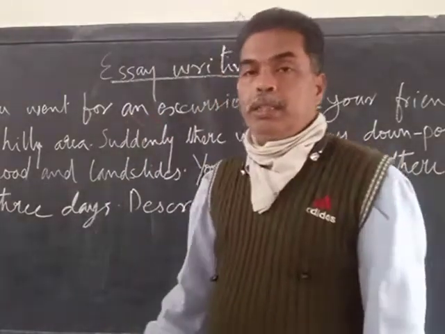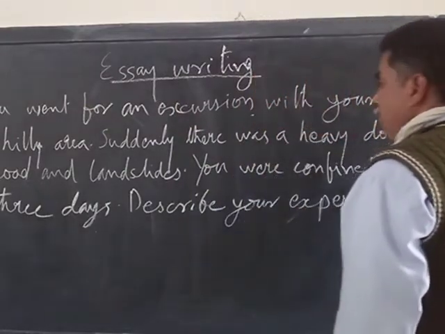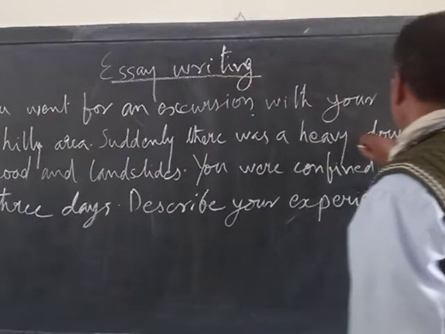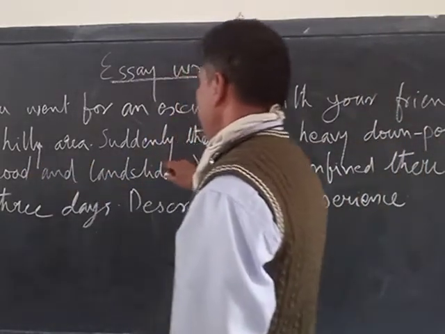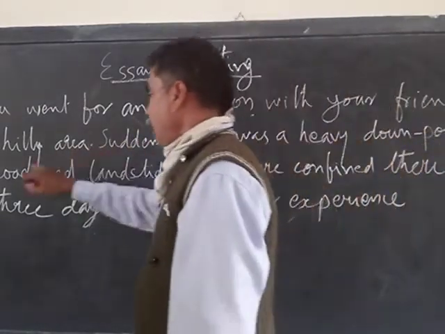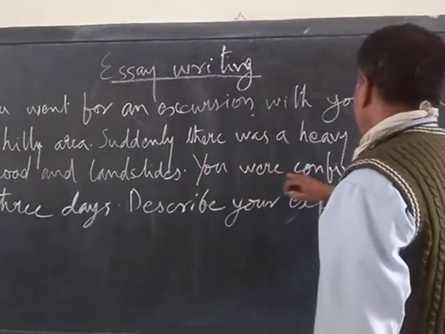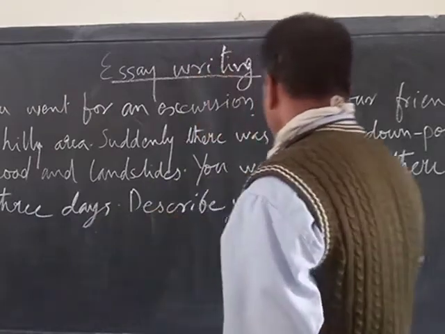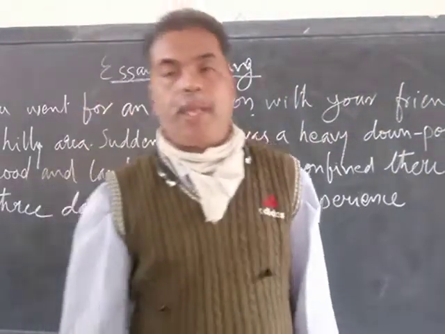And the topic is, please listen carefully: you went for an excursion with your friends to a hilly area. Suddenly there was a heavy downpour, flood and landslides. Downpour means heavy rain, flood of course after the rain, and landslides also because of the heavy rain. You were confined there for 3 days. Describe your experience. This is what you have to write.